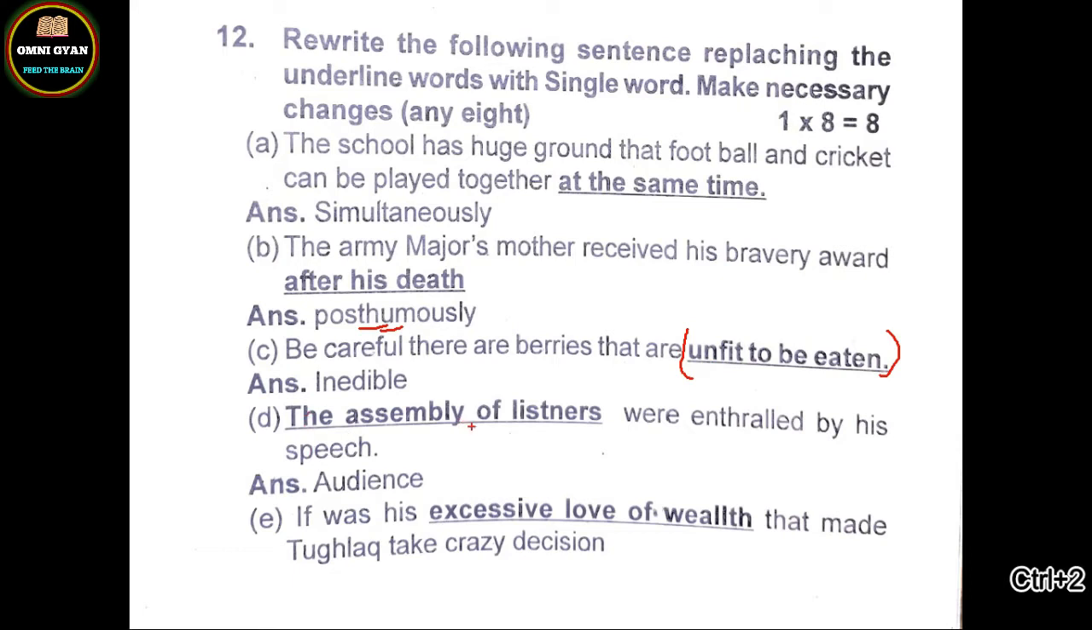Let's move on. The assembly of listeners were enthralled by his speech. So the underlined group of words are the assembly of listeners. We always know that assembly of listeners means audience. So audience were enthralled by his speech. Don't write only audience, you have to write in full. Instead of the underlined group of words, you can use the word audience.